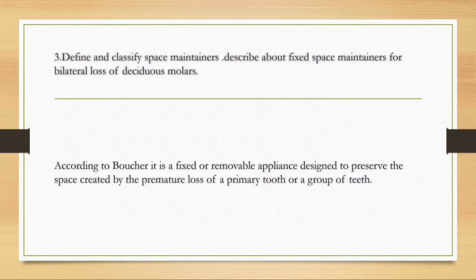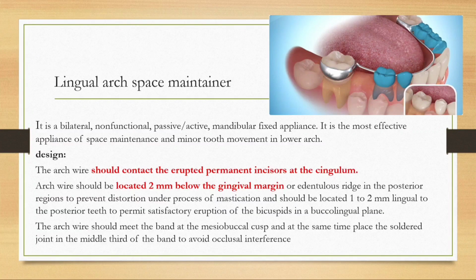Now, define and classify space maintainer. Describe the fixed space maintainer for bilateral loss of deciduous molars. So according to Bausch, it is fixed or removable appliances designed to preserve the space created by the premature loss of a primary tooth or a group of teeth. Okay, so the classification we have learned earlier.